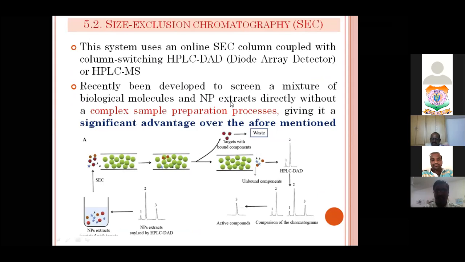Any of the biological molecules which they are taking, they incubate with the natural product extract, and directly, without any complex procedure, they inject it into the size exclusion chromatography, which has a very good advantage. You can see here the natural product extract with the biological membrane, injected into a size exclusion column, where binding and eluting waste and unbound compounds, and again they are using HPLC DAD. These are active compounds and these are inactive compounds.